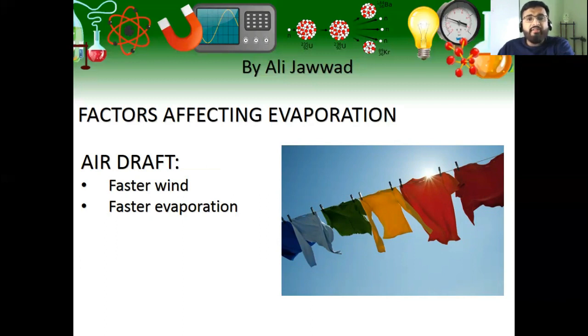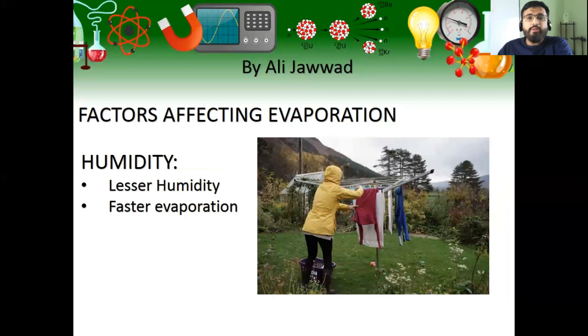Similarly, another factor which affects evaporation is humidity. It is difficult to dry clothes in a humid environment such as in the rainy season, and it is easier to dry them in non-humid seasons, meaning where there is dryness in the air. Because of this, humidity also affects the speed of evaporation. So lesser the humidity in the environment, the more chance there will be that the clothes may dry earlier.